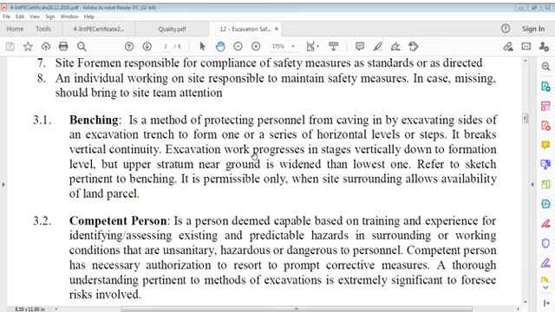Benching is a method of protecting personnel from caving in by excavating the sides of an excavation trench to form one or a series of horizontal levels or steps. It breaks vertical continuity. Excavation work progresses in stages, vertically down to formation level, but the upper stratum near the ground is widened more than the lowest one. We'll give you a sketch, it's no problem.